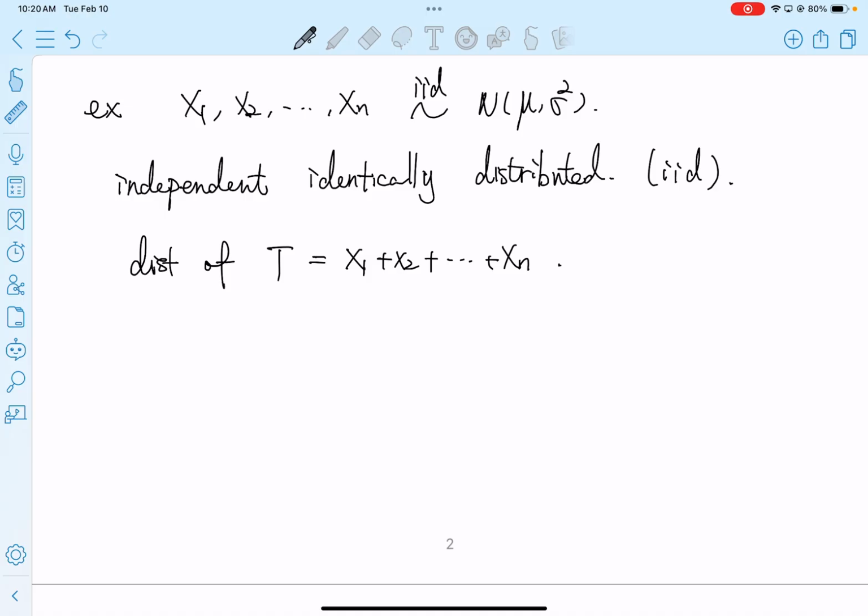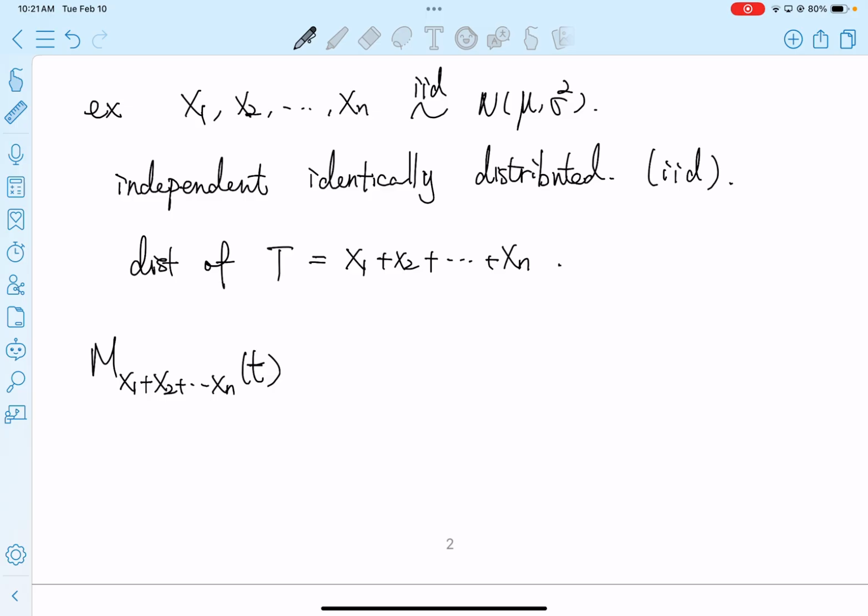Okay. So here we are interested in the moment generating function of the new random variable T, which is x1 plus x2 plus all the way to xn. If we're able to recognize the moment generating function for this sum, then we can claim the distribution for the new random variable T. Okay, let's see what the resulting moment generating function will be.